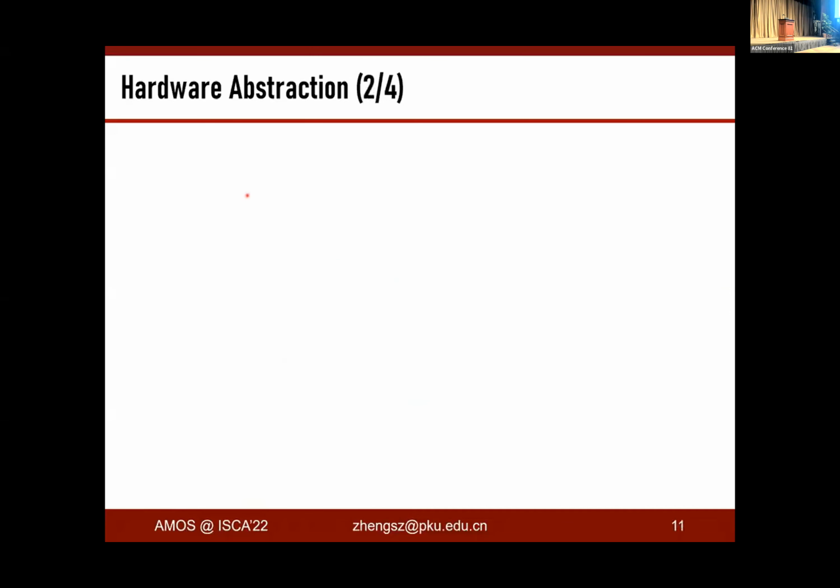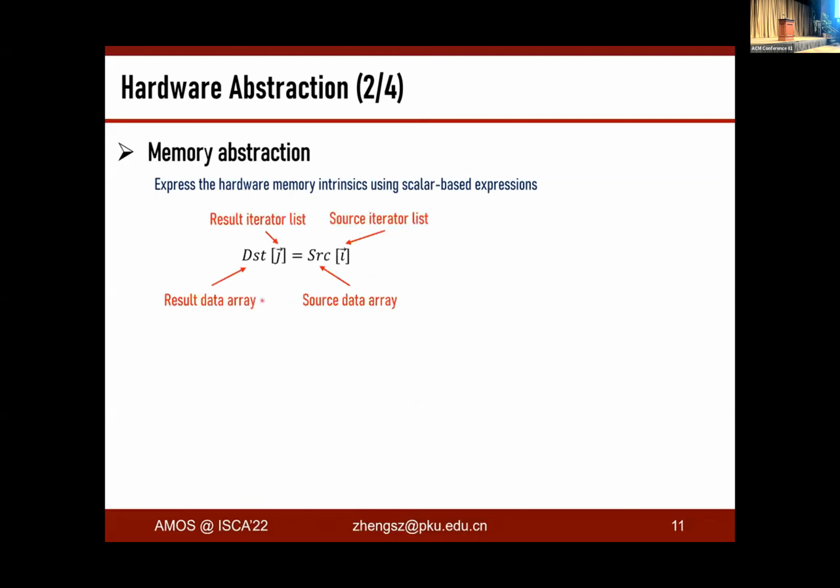Then, let me introduce the abstraction for memory intrinsic, which is called memory abstraction. The memory abstraction captures the behavior when loading data from one level of memory to another level of memory. In addition to the data arrays and the accessing indices, other information such as the scope of memory, the loading stride, and the base address is necessary.